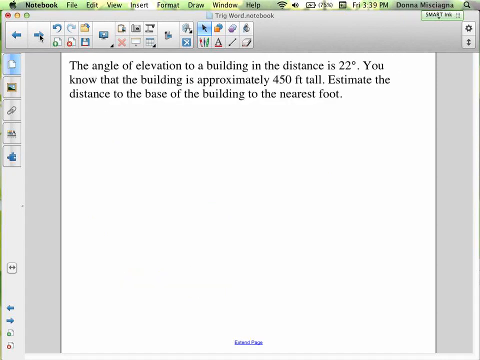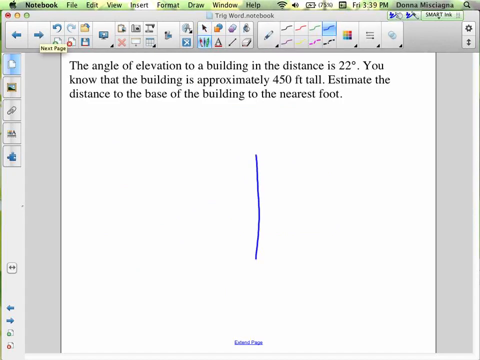The angle of elevation to a building in the distance, so I guess I'll draw a building here. Here's my building. Isn't that a lovely building? That is a lovely building.